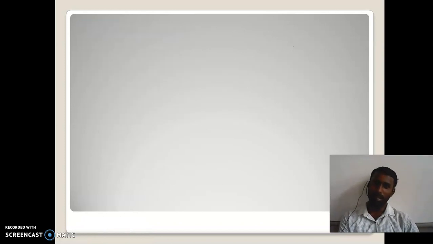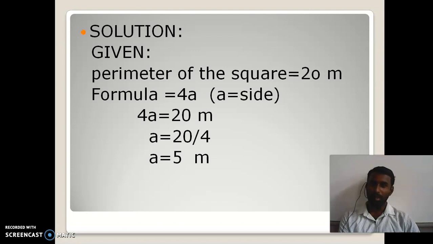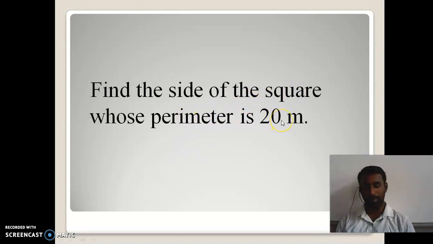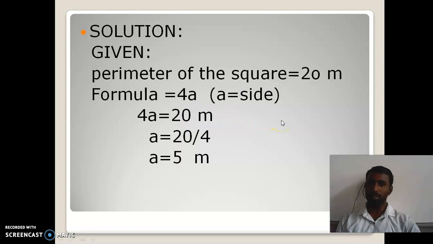Okay. So the next problem. Okay. Already they ask to find the side of the square whose perimeter is 20 meter, right? So first, the perimeter of the square equals 20 meter. Formula for the perimeter of the square, 4 times A. So 4A equals 20 meter.